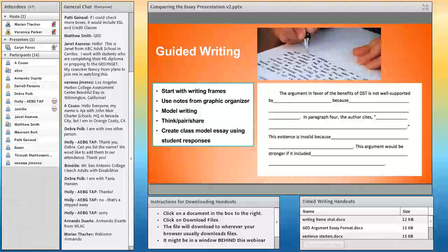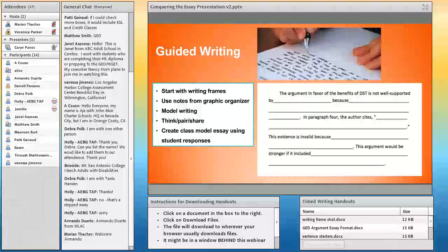Or we can talk about the reasons: one reason the author gives to support his position is, and answer that. So we can even start with one sentence at a time and then build up. A writing frame like this helps them look at a body paragraph and begin filling in the pieces of information in a more non-threatening way. And they can use their notes from the graphic organizers or from their outline.